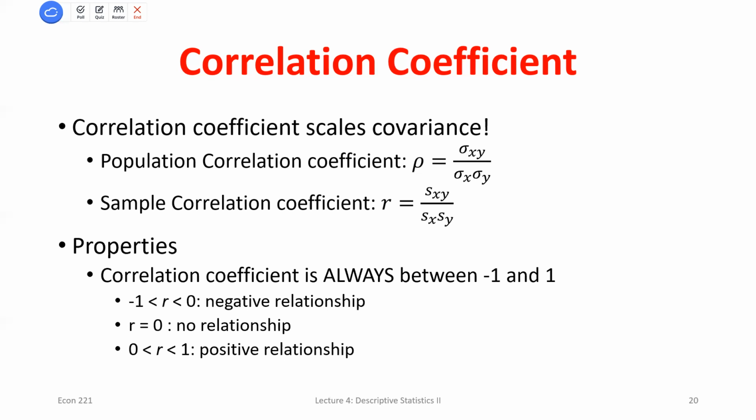So where is it? If I'm dividing my covariance by 2 positive values, never going to change the sign, right? If the covariance is negative, correlation coefficient will be negative. Covariance is positive, correlation coefficient will be positive. Because I know that I'm just dividing it by 2 positive numbers, right? So I won't change the sign.